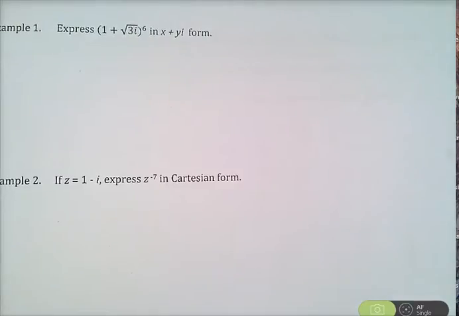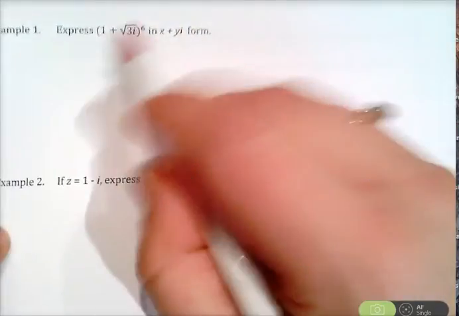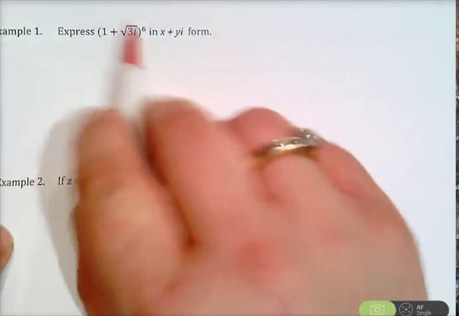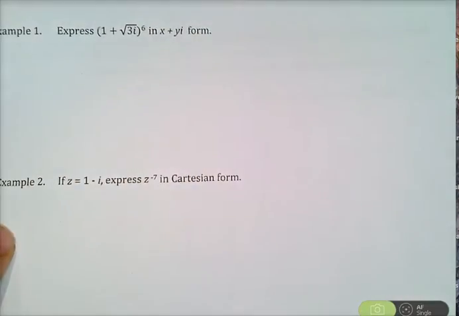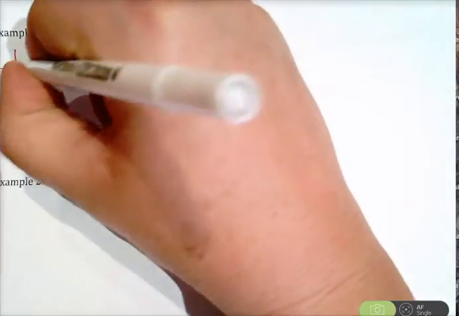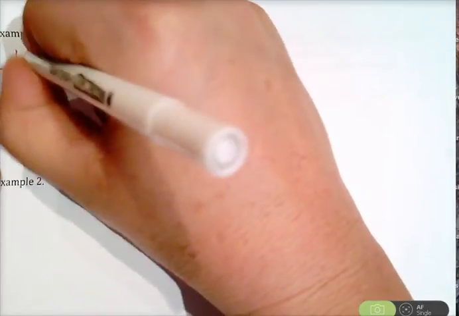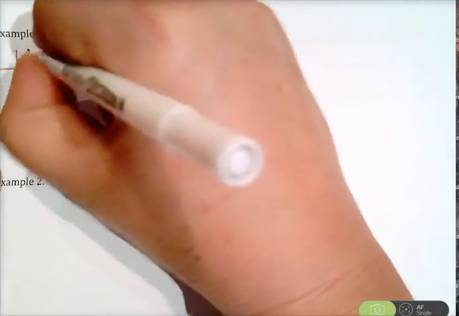Question, we're asked to express 1 plus root 3i all to the power of 6 in x plus yi form, in other words, in Cartesian form. So before we can apply De Moivre's theorem, this needs to be expressed in modulus argument form. Okay, so you've got a few ways of expressing this in modulus argument form. We can just sketch where 1 plus root 3i is on the complex plane, and it would be 1 and this would be root 3.